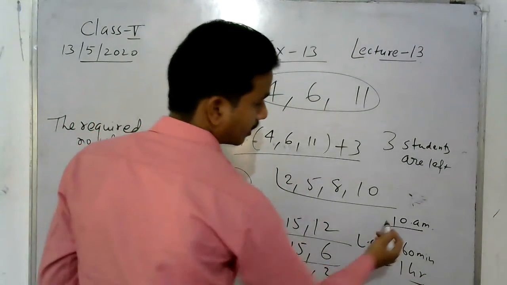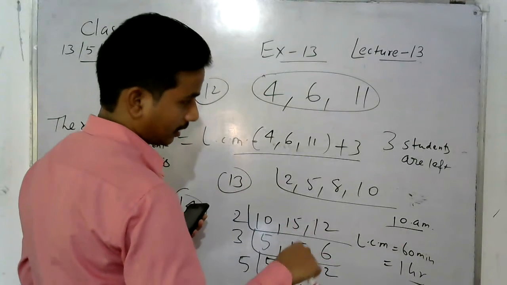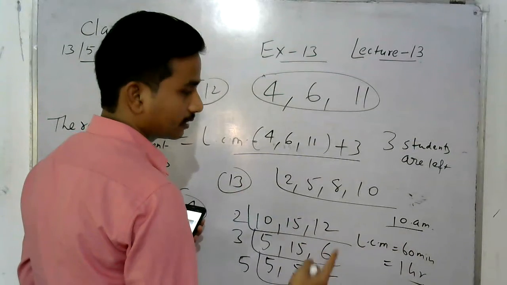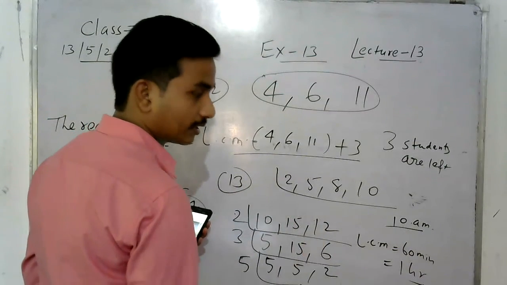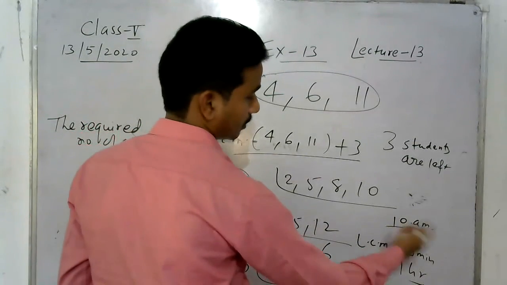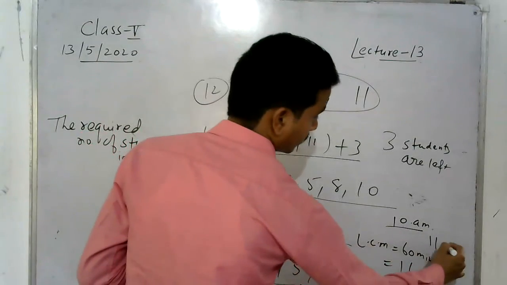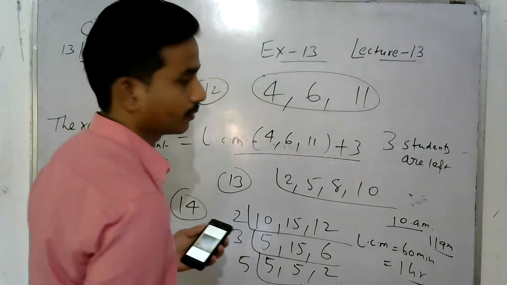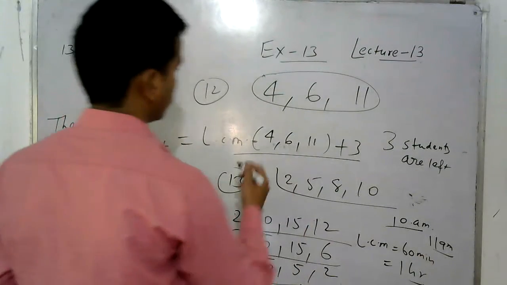So if they start at 10 a.m., after which interval will they roar together again? After 1 hour, so add 1 hour to it. At 11 a.m. they will roar together again. In this way you will solve this problem.